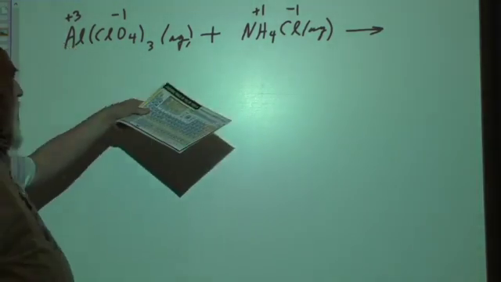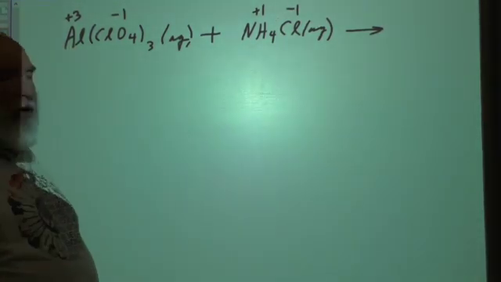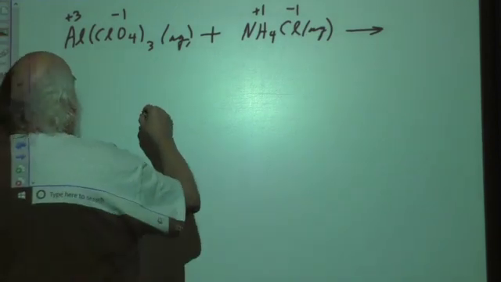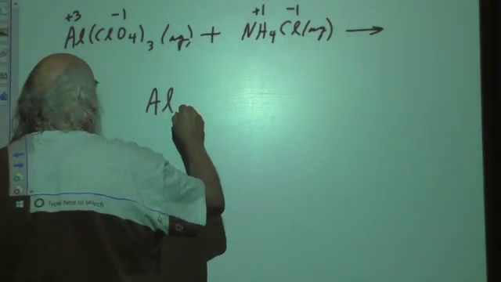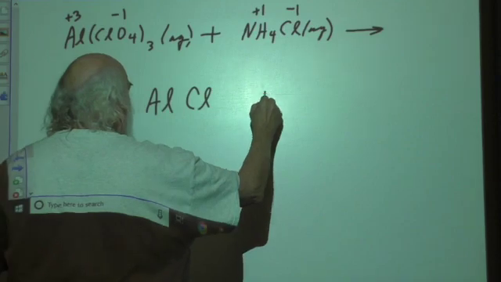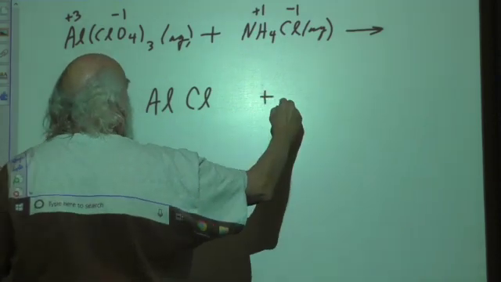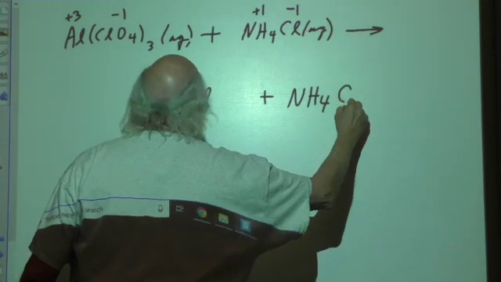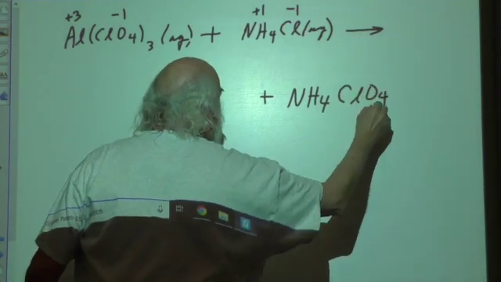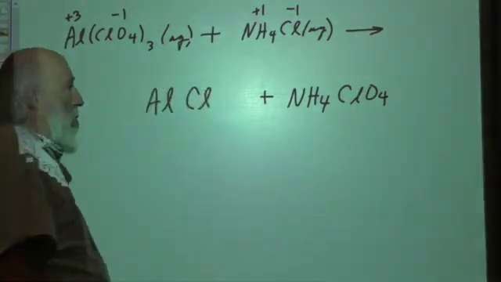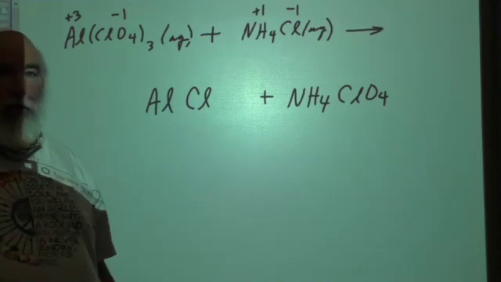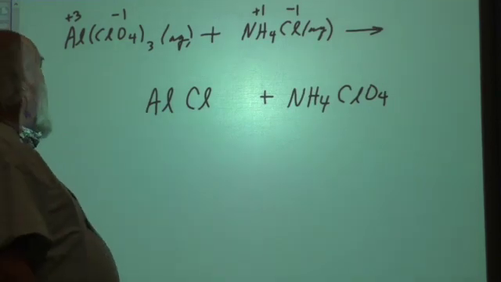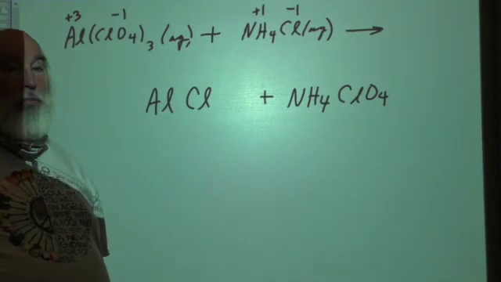So now the Al and the NH4 are going to switch places. So that means the Al goes with the Cl, and the NH4 goes with the ClO4. Now we don't bring the parentheses and 3 over automatically. That's not part of what perchlorate is. It's just ClO4. We may need it, but let's find out.